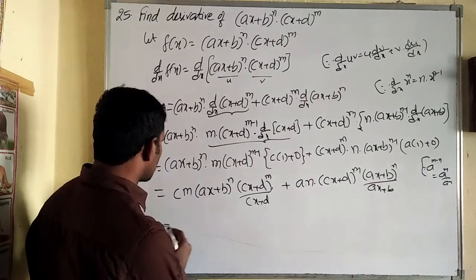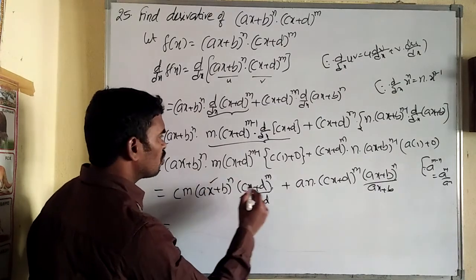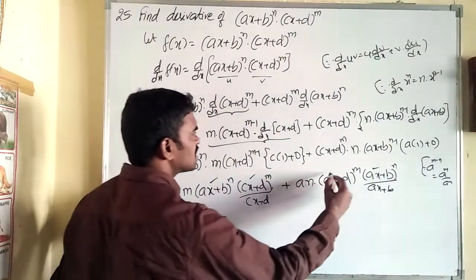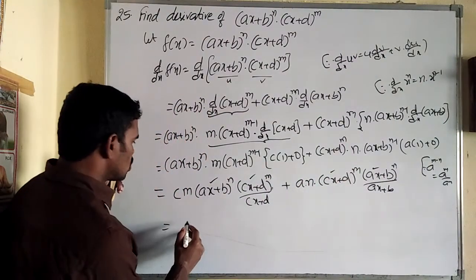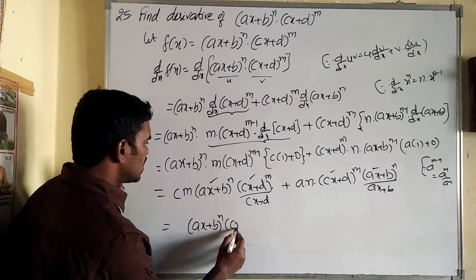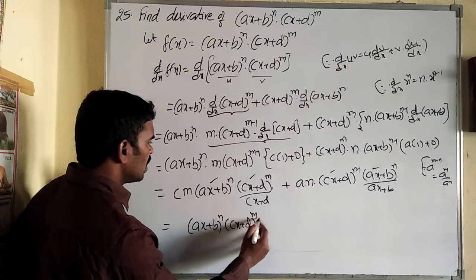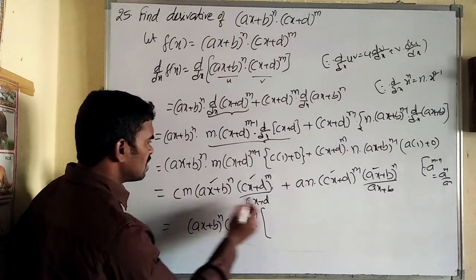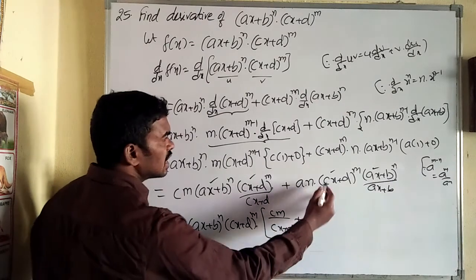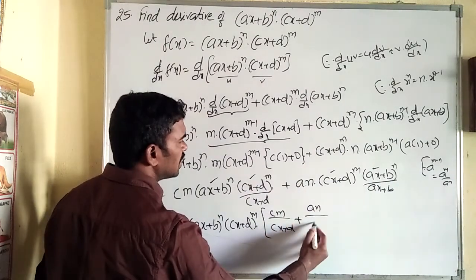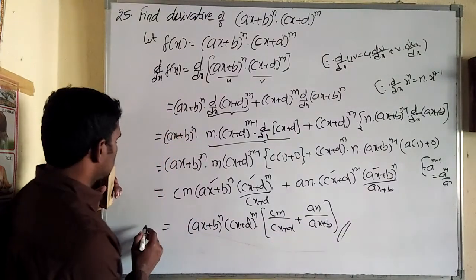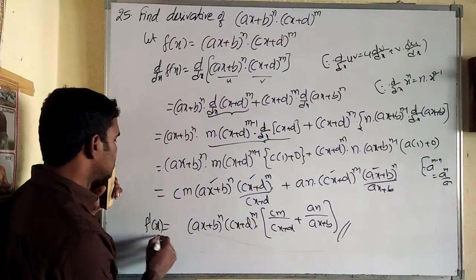So now which is common? (ax plus b) whole power n and (cx plus d) whole power m are common. If you take out (ax plus b) whole power n into (cx plus d) whole power m as common, then the remaining is cm by (cx plus d) plus an by (ax plus b). So this is the final answer, the derivative of the given function.